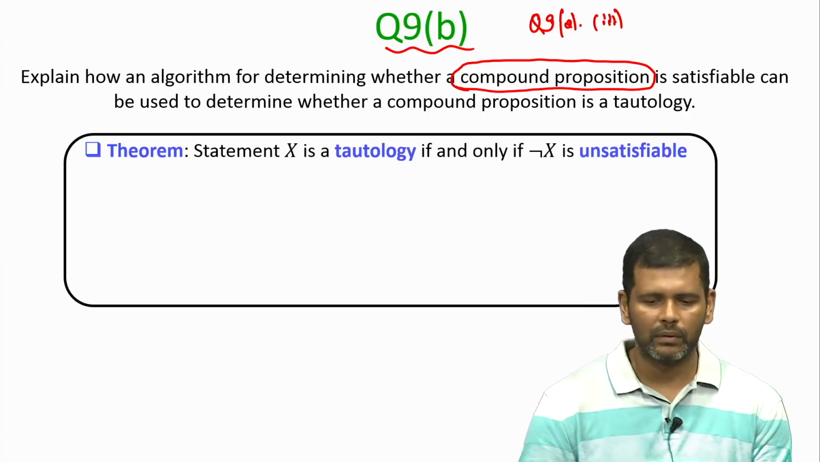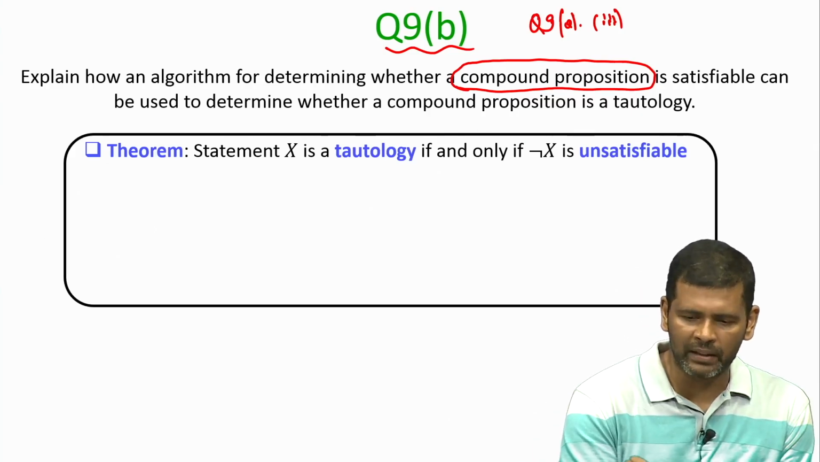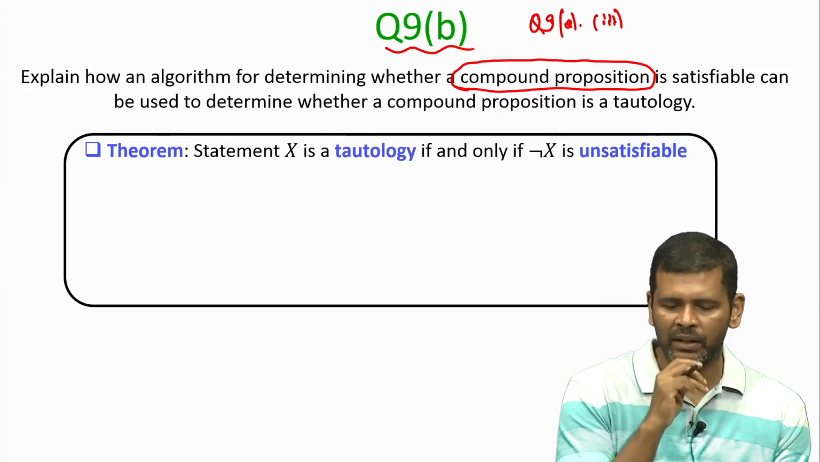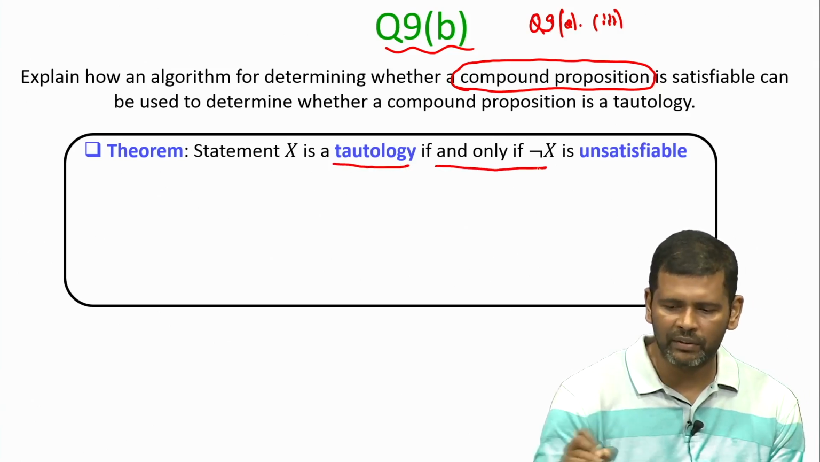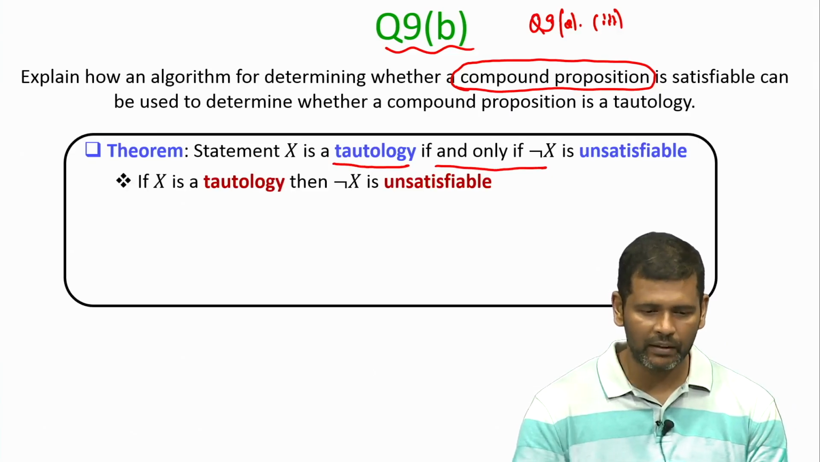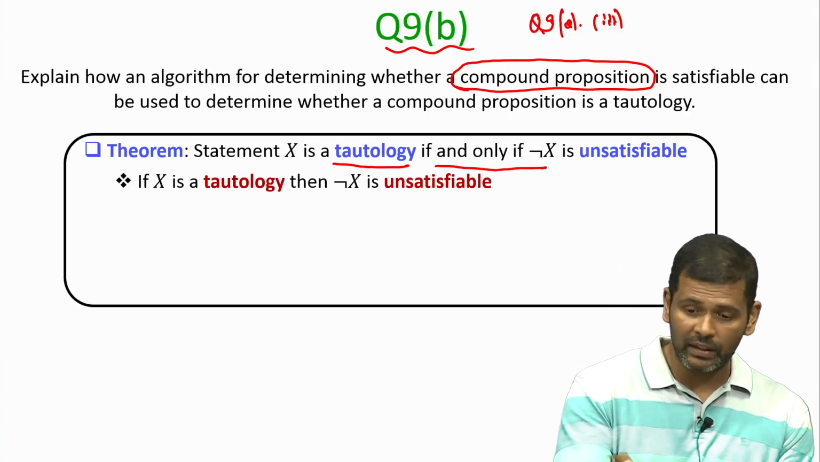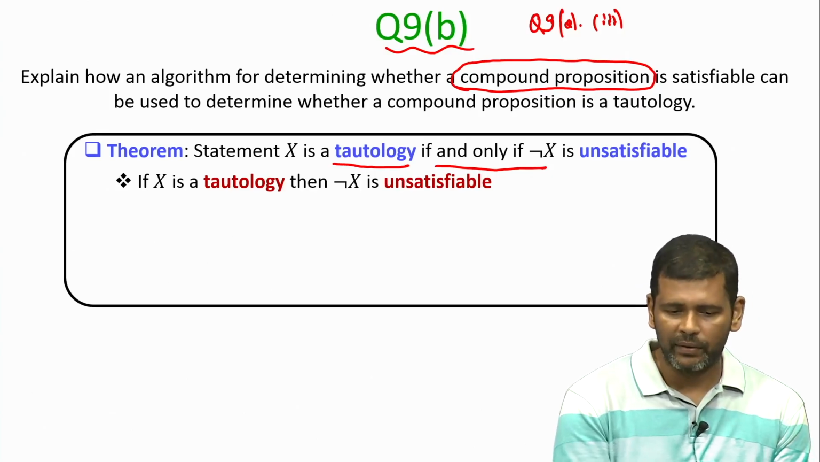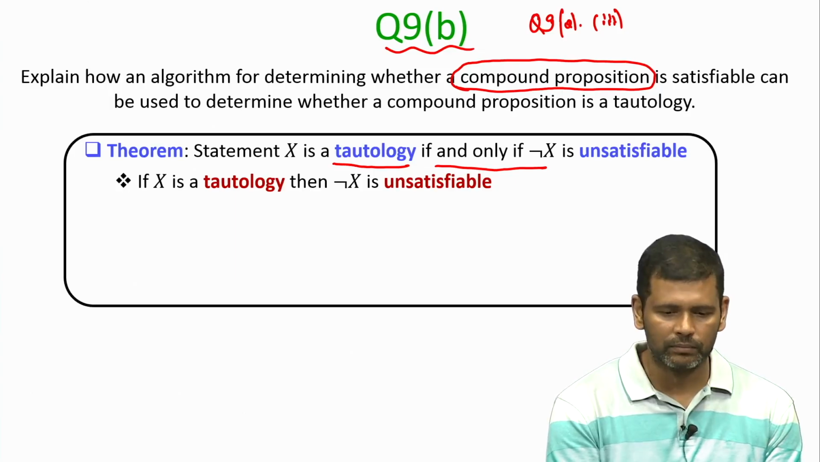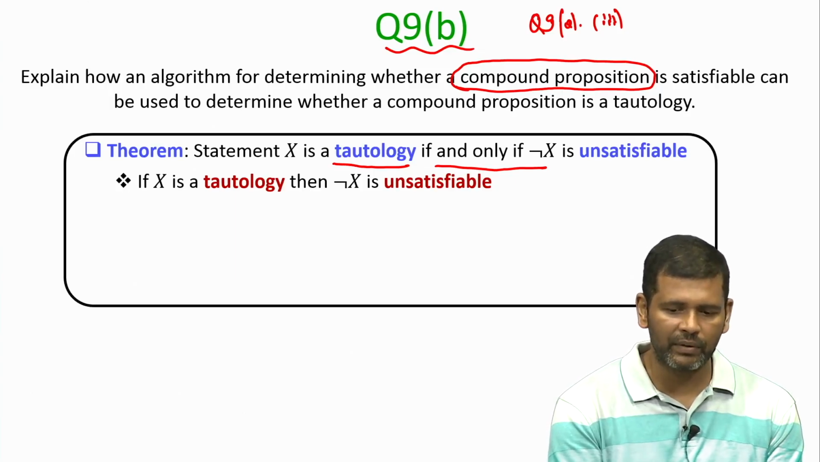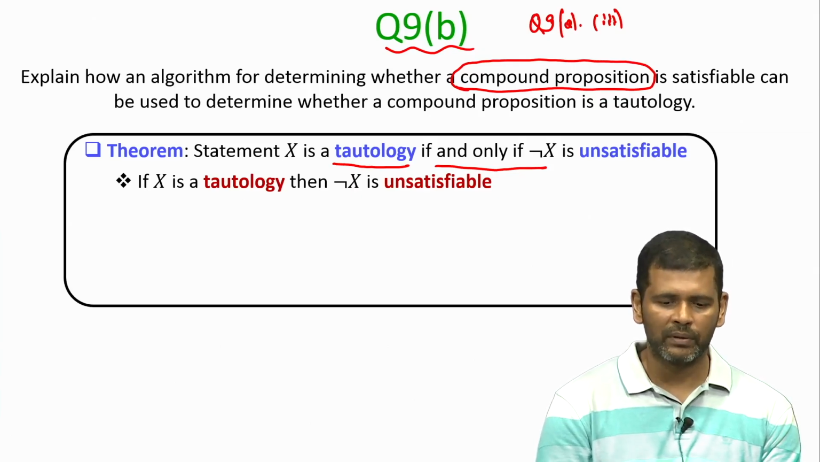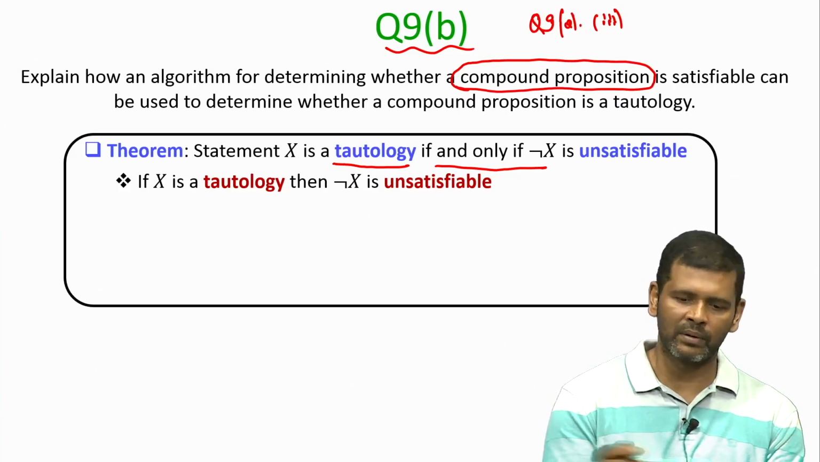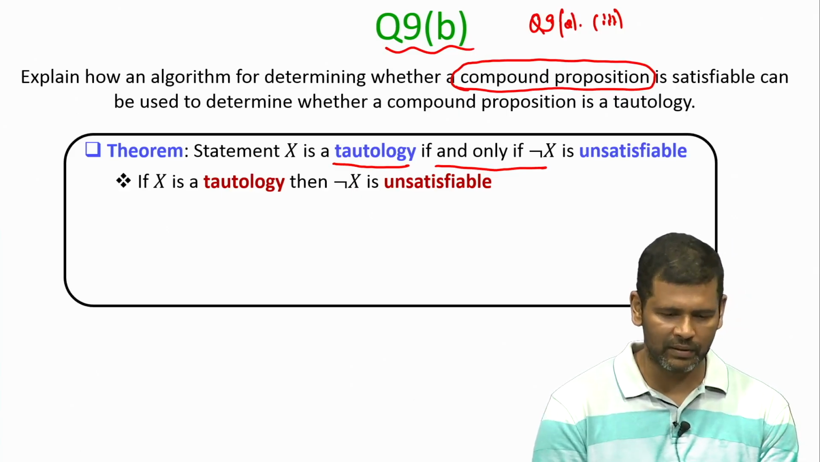So, we first prove a very simple fact here regarding satisfiable statements and tautology. The claim here is that if you are given a compound proposition x, then it is a tautology if and only if negation of x is unsatisfiable, and it is very simple. And this is an if and only if statement. So, let me prove it. If x is a tautology, that means it is always true. Then what about the negation of x? The negation of x can never be satisfied. You can never find a truth assignment which will make negation of x true, because if negation of x is also true and x is also a tautology, then that is not possible simultaneously.